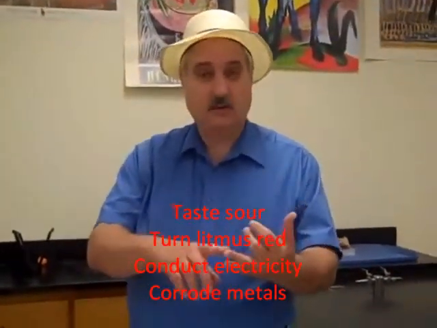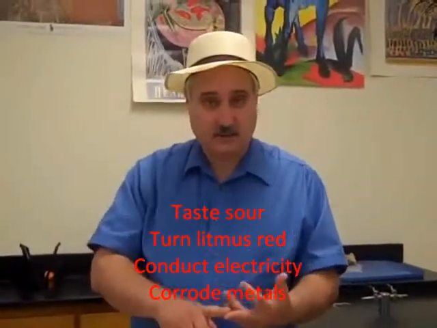So, to sum up, some of the ways you can identify acids and tell them from other chemicals is that they tend to taste sour, they turn litmus paper red, they conduct electricity, and they corrode many metals.